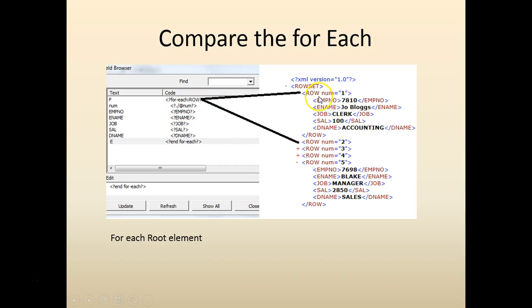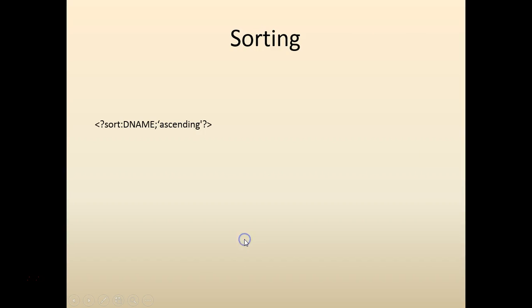Because the attribute is not under the root, we have to reference it by the parent. That's the reason why we are using a dot and a slash. The dot and a slash indicate it goes to the previous level. Coming back to the for-each loop, for each occurrence of this element row, it's going to bring in all these values.